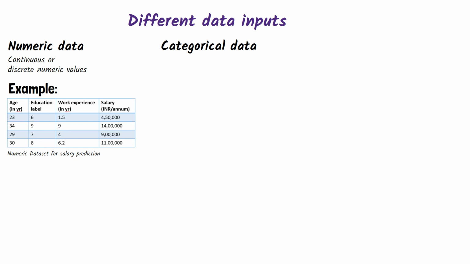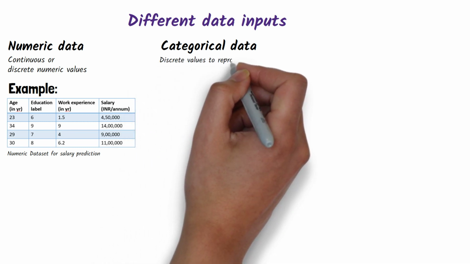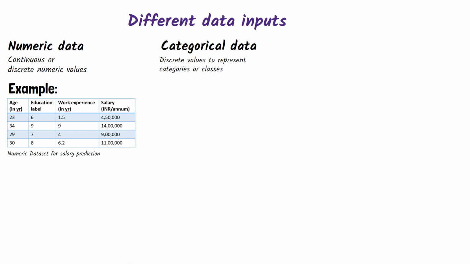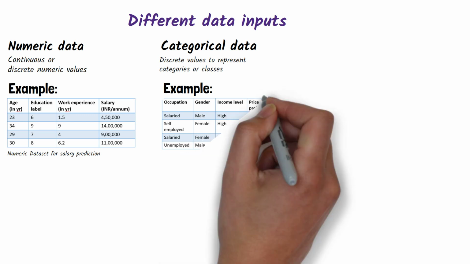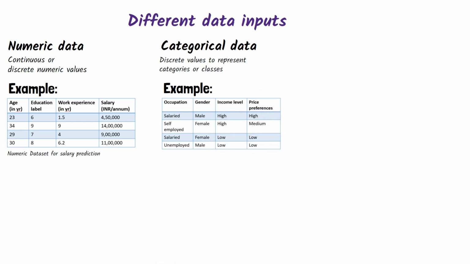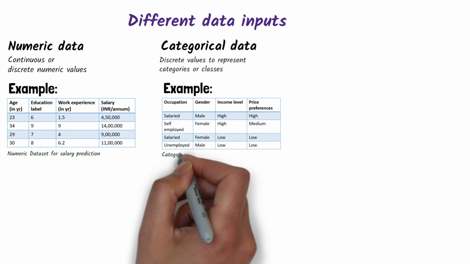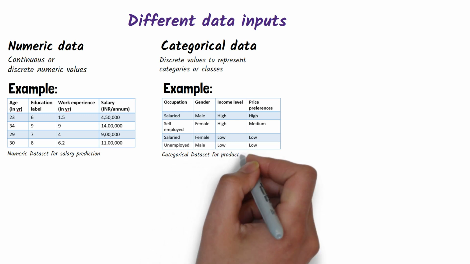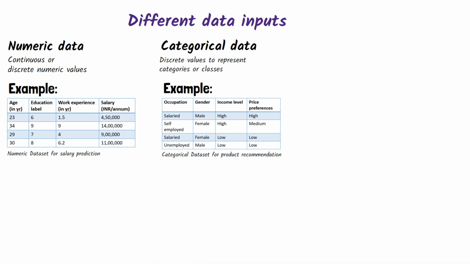Secondly, we have categorical data, which consists of discrete values that represent categories or classes. Examples include gender, color, occupation, etc. For instance, if we are building a model that predicts the likelihood of a customer buying a product, we will use categorical data inputs like occupation, gender, income level, preferences, etc.